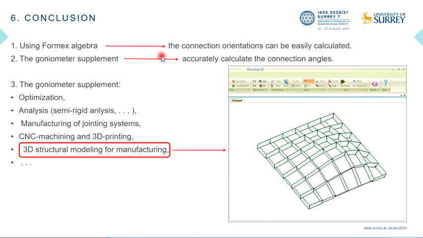Conclusions. From this study, the following conclusions can be noted. One, using Formex Algebra, the connection orientations can be easily calculated. Two, the goniometer supplement is able to automatically and accurately calculate the connection angles. Three, this new supplement provides a practical tool that can be used for optimization, analysis, manufacturing of jointing systems, CNC machining, 3D printing, 3D structural modeling for manufacturing, etc.